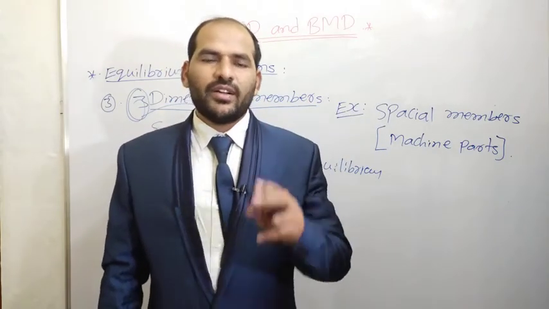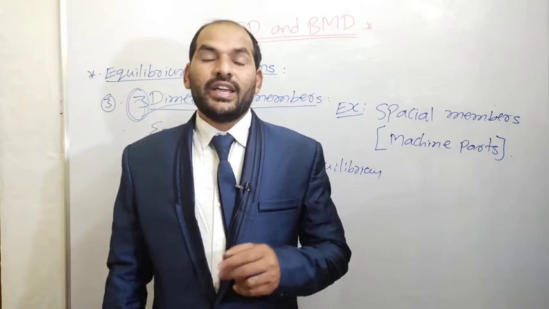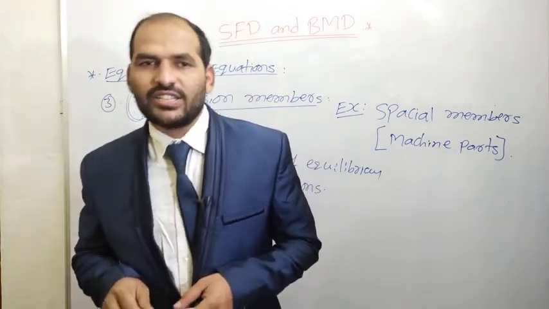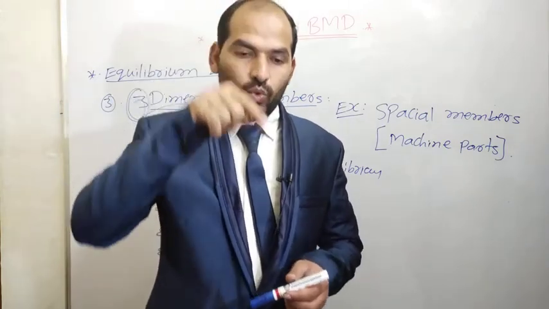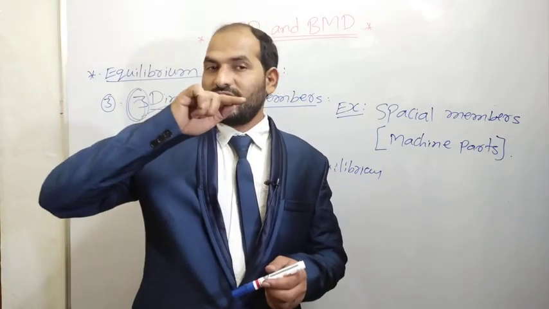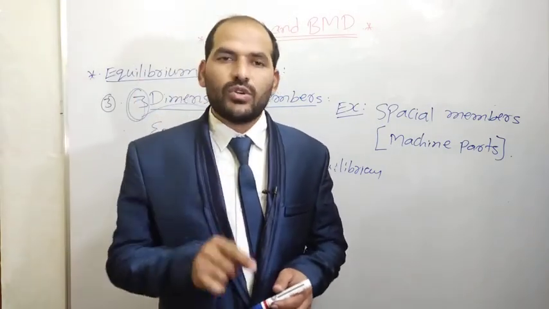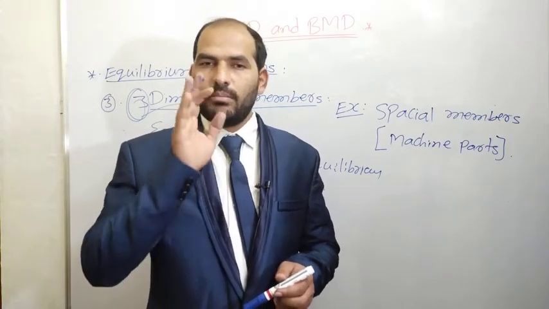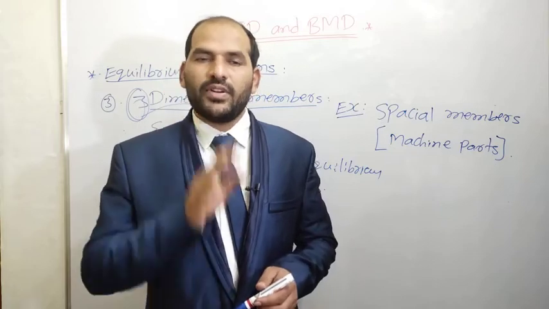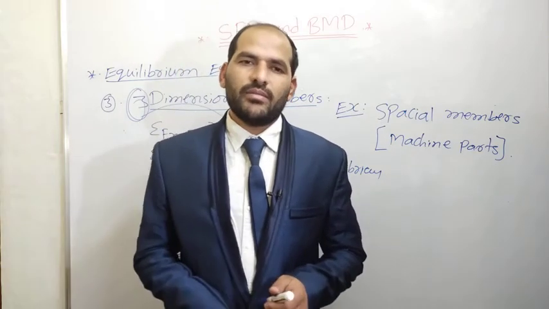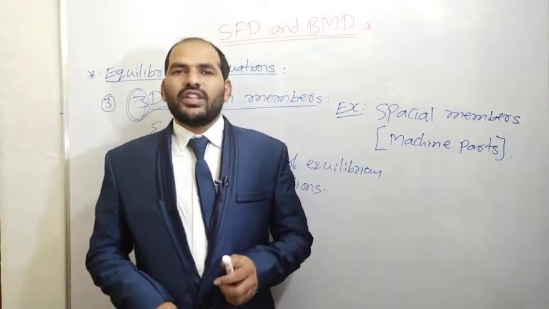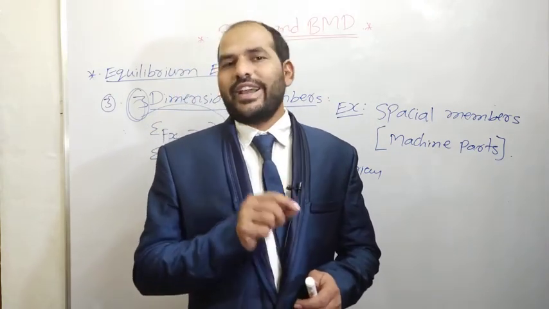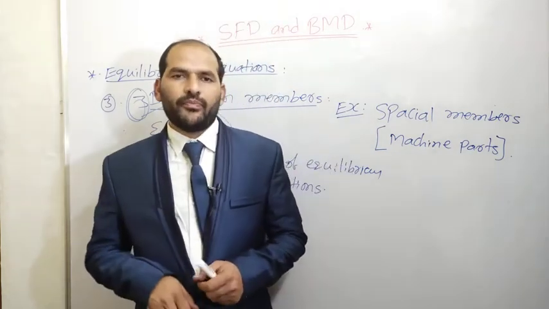If you consider the two-dimensional member, the summation of forces along the x direction is 0, along the y direction is 0, and along the z direction is equal to 0. The example of a two-dimensional member is the beam. Beam is a perfect example of a two-dimensional member. So in the beam, three equilibrium equations occur as a two-dimensional member.